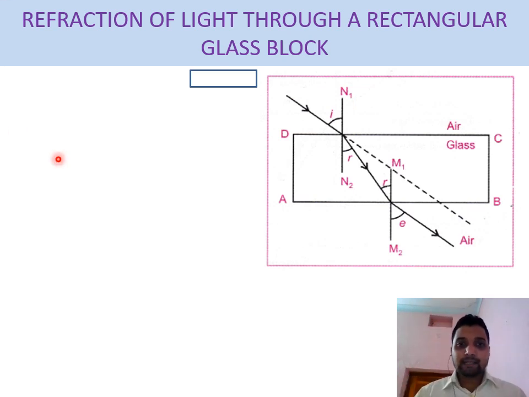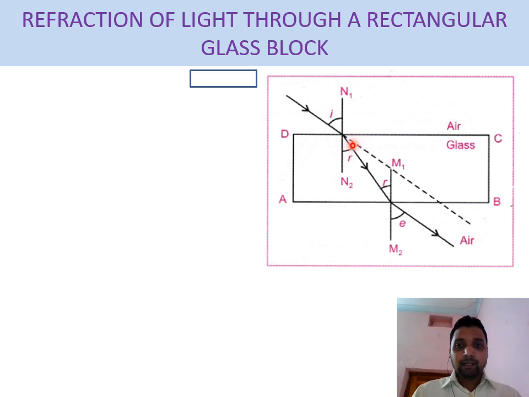So when this light ray is passing from air to glass, here you can see this is the incident ray. The angle between the normal and the incident ray is the angle of incidence. It will come to the glass, meaning air to glass, coming towards the normal. The refracted ray and the normal make the angle called the angle of refraction.